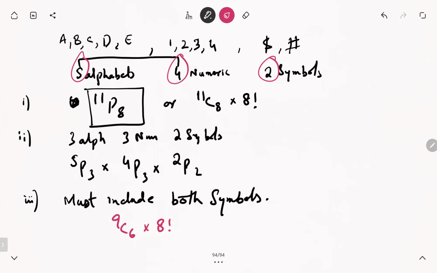8 factorial means now I'm making all the possible arrangements by applying 8 factorial. So this is a condition in which both the symbols will always be there in the password.